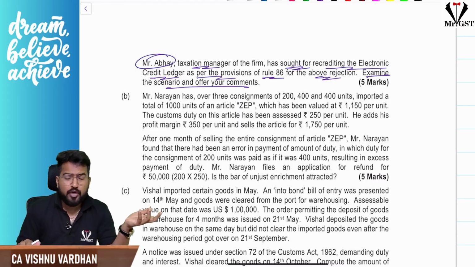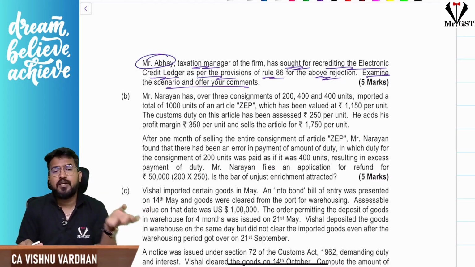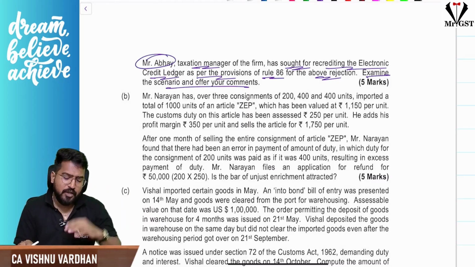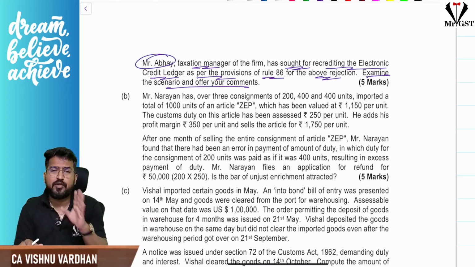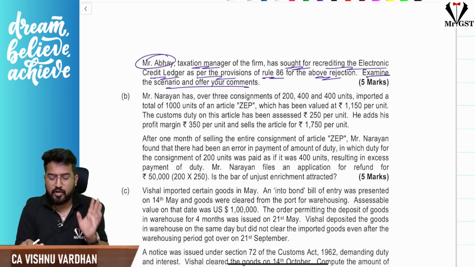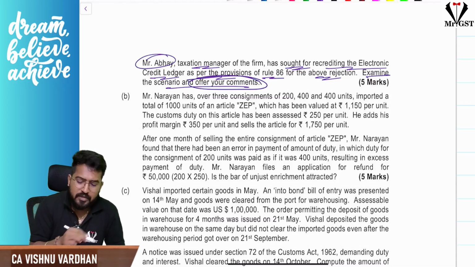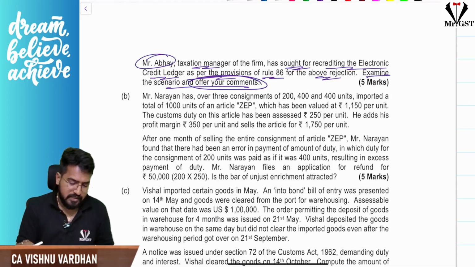So assuming they have not debited anything from the e-credit ledger, recrediting of the e-credit ledger will not be allowed. That is the answer. You can just elaborate the two scenarios. The answer they have given is that since debit is not given, recrediting will not be possible. You can write down both the possibilities, because they have asked you to offer your comments. That is the answer.